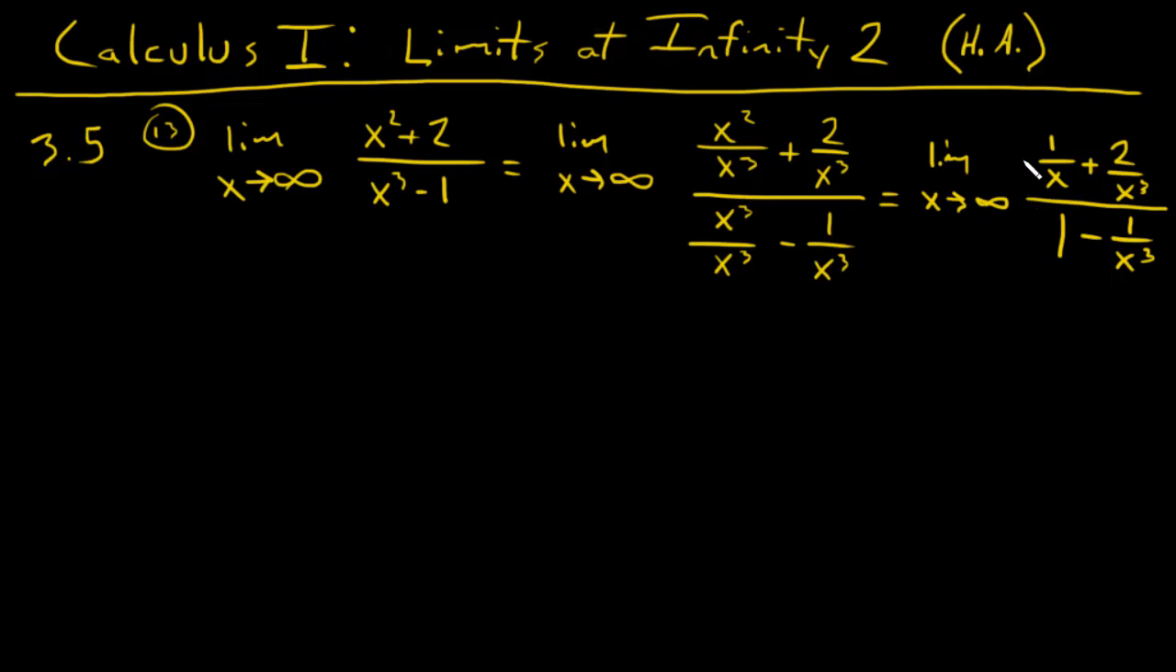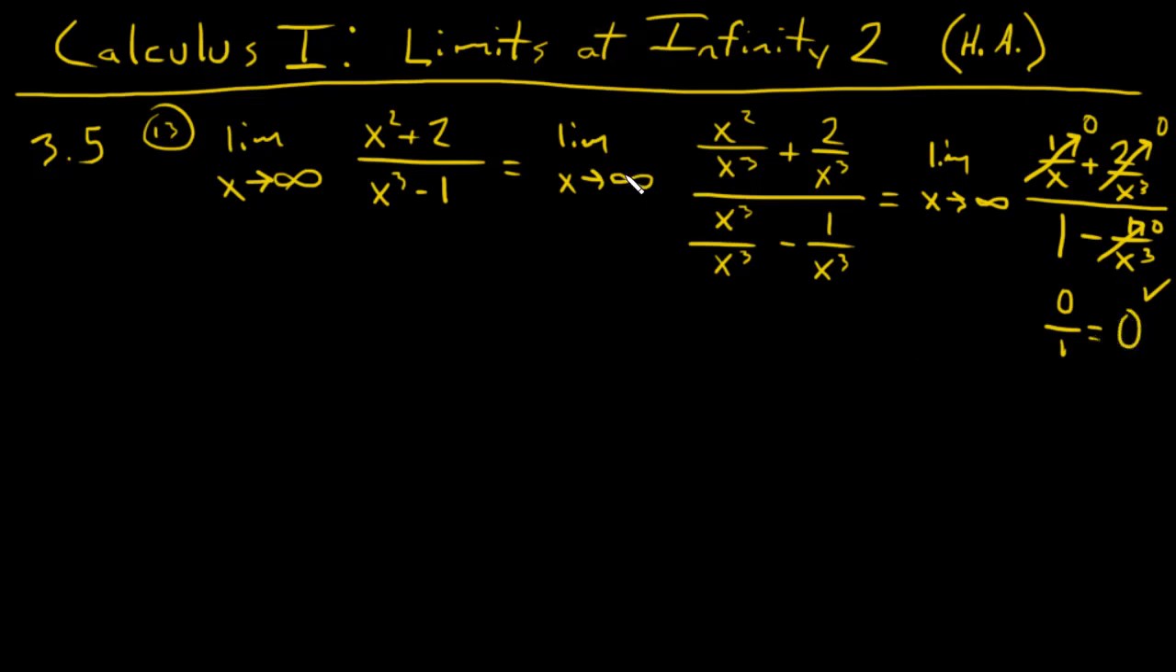Alright, now when I apply this limit, this is going to go to 0, this is going to go to 0, and this is going to go to 0. I'm going to be left with 0 over 1, which is 0. So the behavior of this function is that as I head towards positive infinity, it is going to approach y equals 0. In other words, there's going to be a horizontal asymptote at y equals 0.